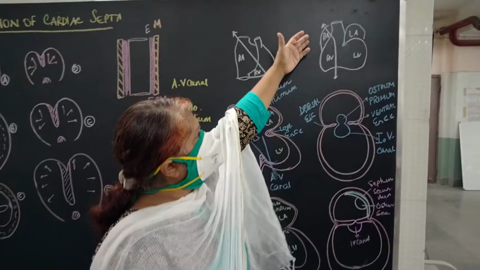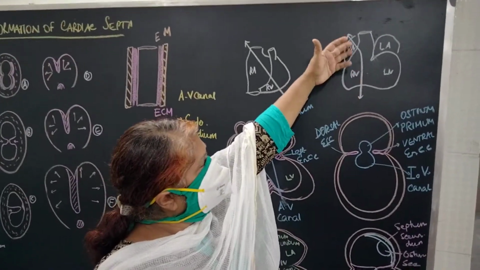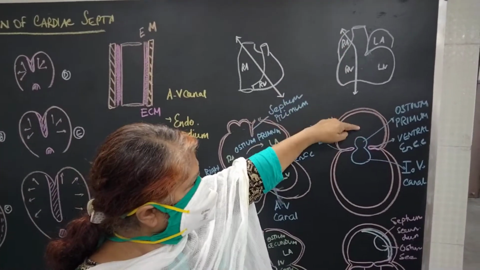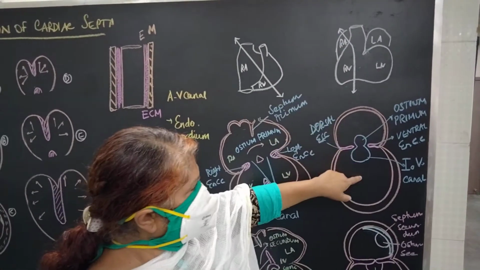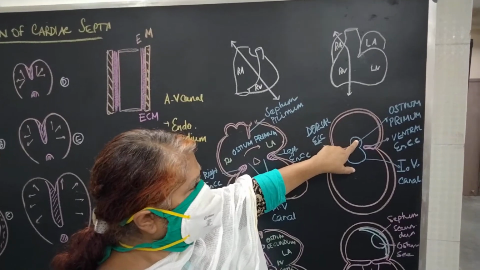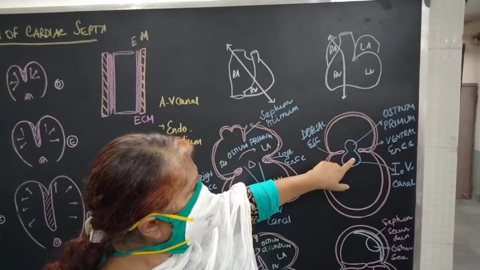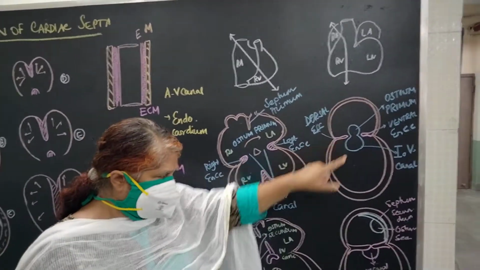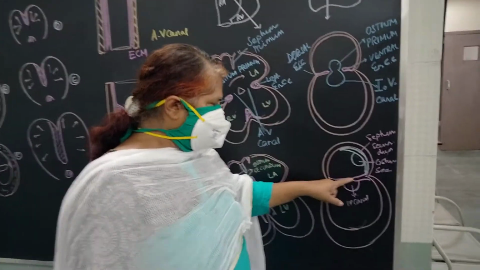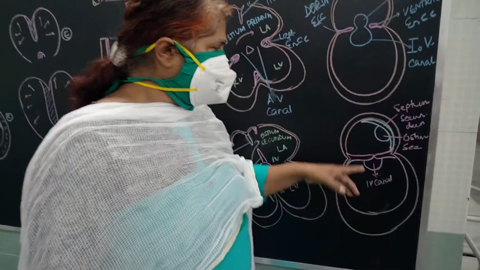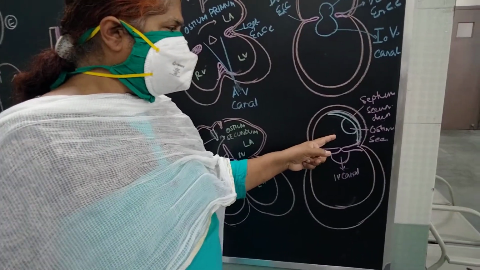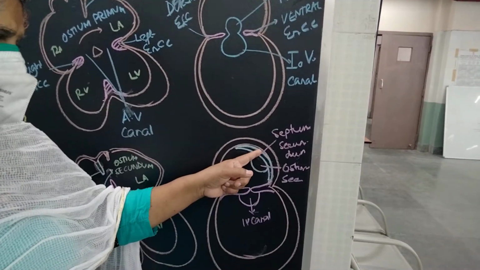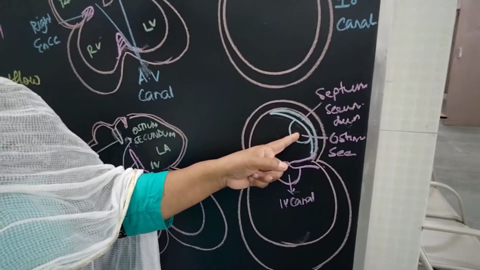Now if we see the picture, this is the side of the incision. So how we will see: this is your common atrial chamber, this is the common ventricular chamber, this is the ostium primum, this is the interventricular foramen canal, this is the ventral endocardial cushion, this is the dorsal endocardial cushion. Now the endocardial cushions approach each other, the AV canal is separated. This is a common atrial chamber. So the septum secundum appears, and this is where the ostium secundum appears.